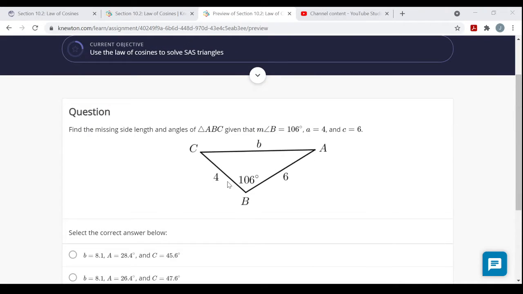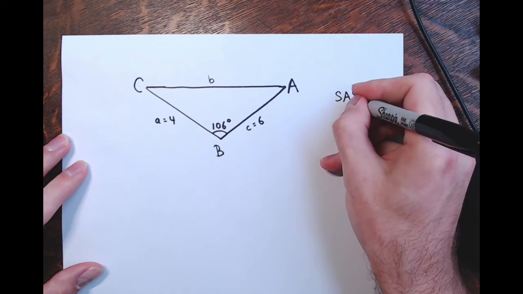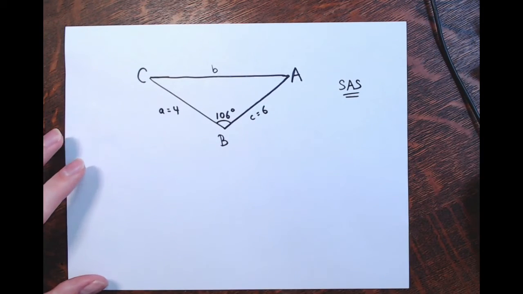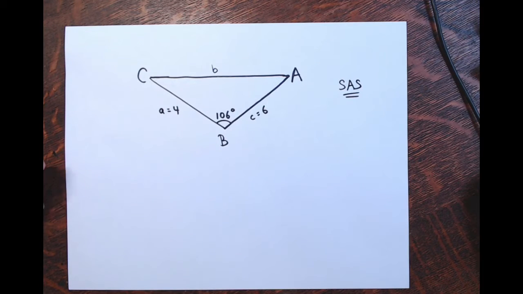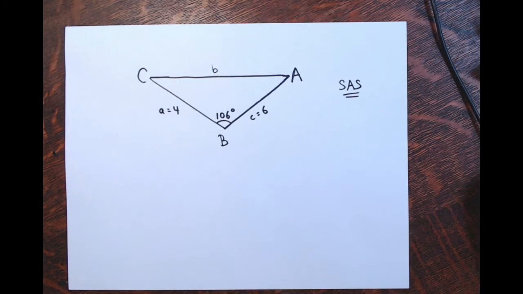I'm going to draw a picture of this triangle here, and we're going to find the missing side little b, and the missing angles A and C. Again, we have an SAS triangle, and in the SAS, side angle side, or the SSS, side side side triangles, you can solve them using the law of cosines. Two sides and the angle between them.